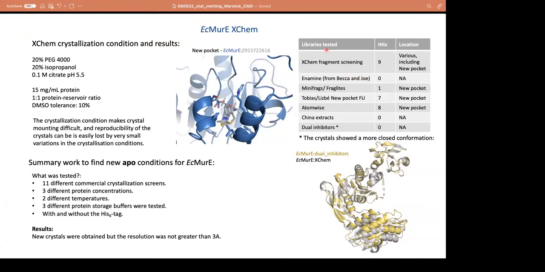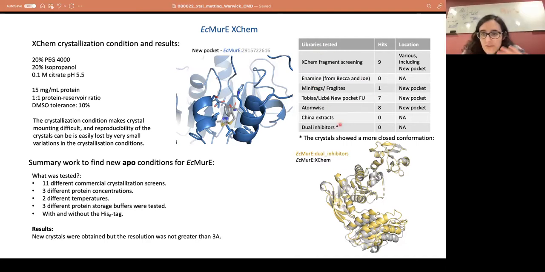Okay. So here is the library summary of everything that we have tested: the XChem fragment screening, the Enamine library, and another library from XChem, the Fraglite. Also Tobias and Lizbe bought some follow-up compounds for the new pocket ligand hits that we obtained in the XChem screen. And then I also ran the AtomWise, the China extras and the dual inhibitors, but we got a really poor hit rate, and a lot of them were binding into this new pocket that we saw.